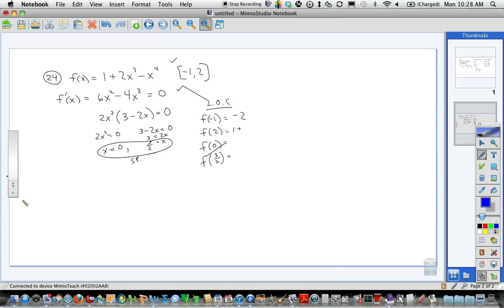Be 1 plus 2 cubed is 8. That'd be 16 minus 2 to the 4th. That's 16. So that'd be a 1. Put in a 0. That'd be a 1. And put in a 3/2. That's not going to be quite as much fun. Or maybe it's more fun, depending on your outlook.